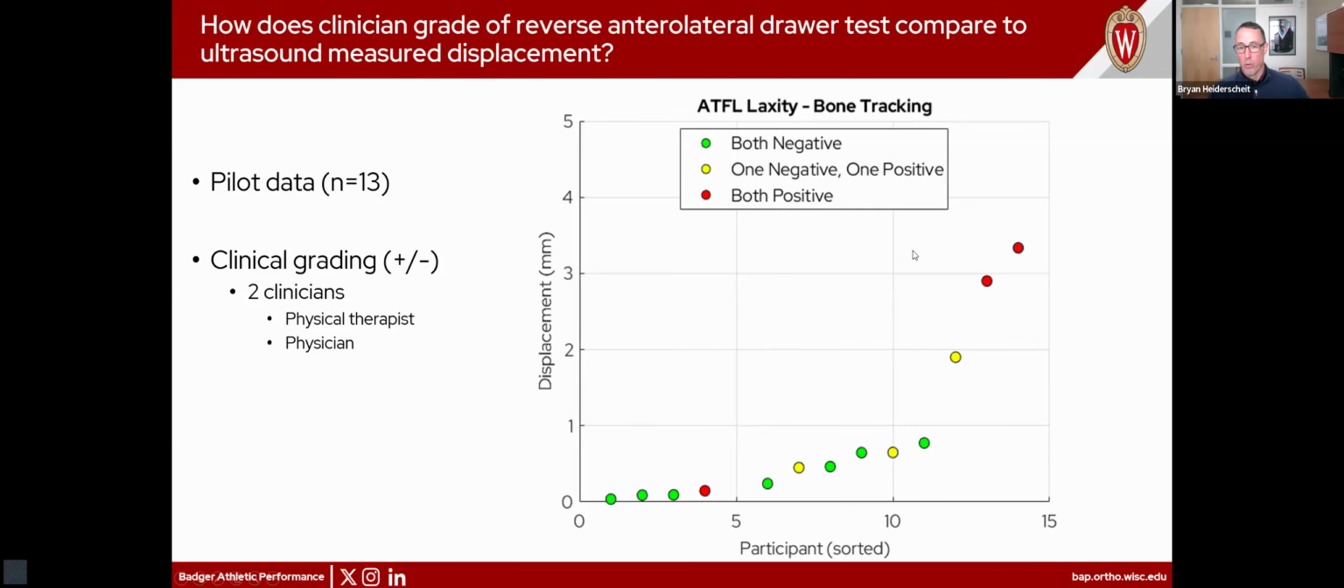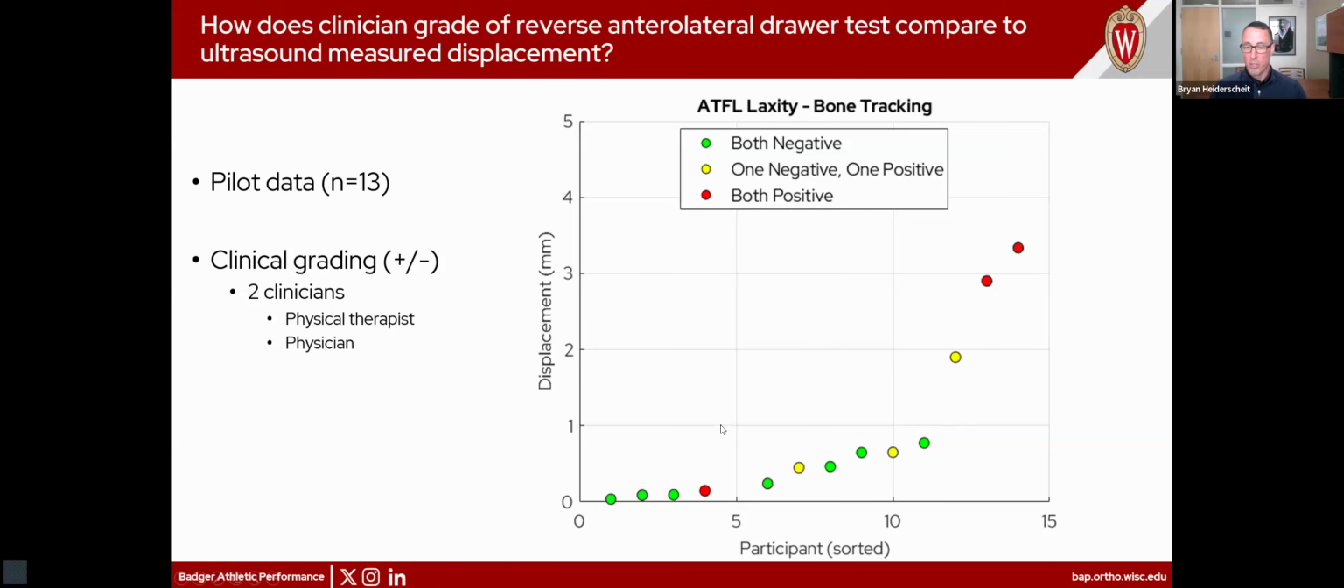So no surprise when we get out here to those who have high amounts of displacement, both examiners graded as positive. And just like at the opposite end, those who had very, very little displacement, both clinicians graded as negative. But then there's this middle ground region that's kind of an interesting one, where some may have graded as positive or negative. This one down here had very little measured displacement, but both clinicians graded as being a positive test for instability or laxity. This one, of course, showing closer to 2 millimeters of displacement, which we would say is more than typical and is true laxity, yet only one of our clinicians graded it as positive. The other graded it as negative.